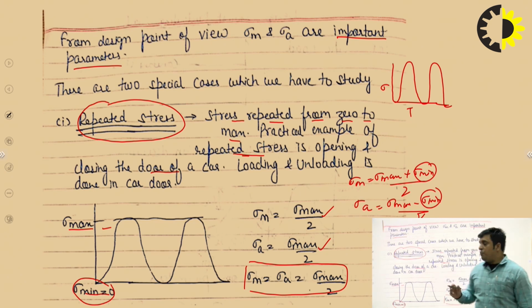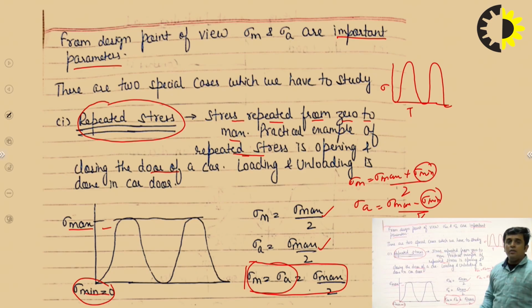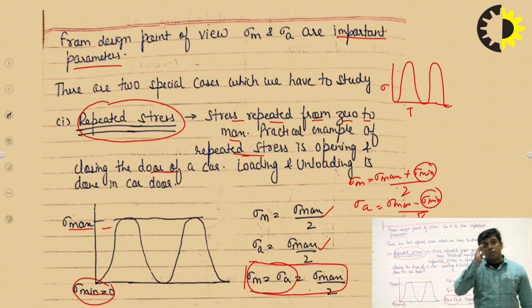Now, here the minimum stress will always be 0. That means sigma m and sigma a both will be equivalent. We have seen it. For the repeated stress, whenever the amplitude stress is always equal to the mean stress, we are talking about the repeated stress. Is it clear? Then we can move further.